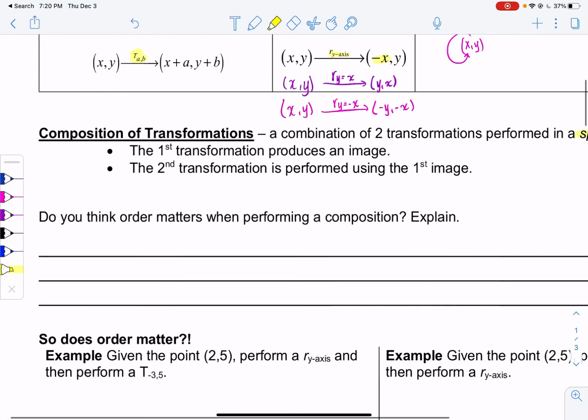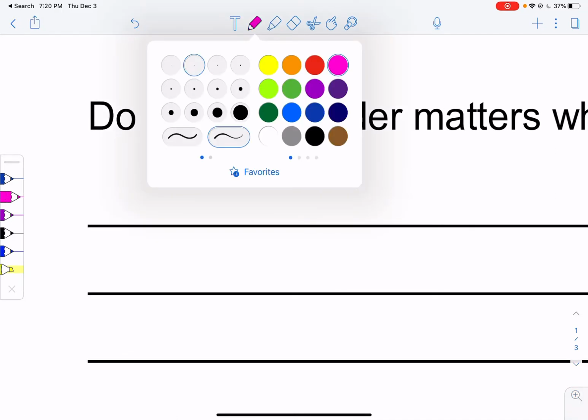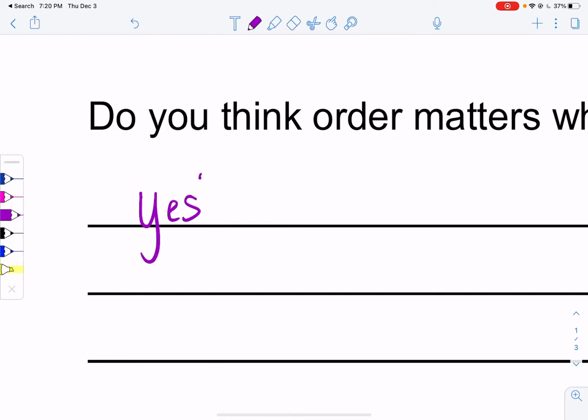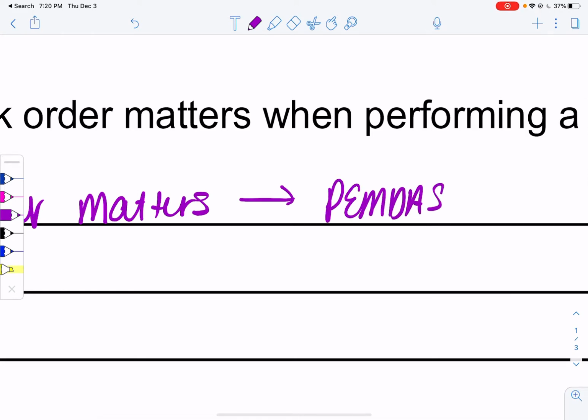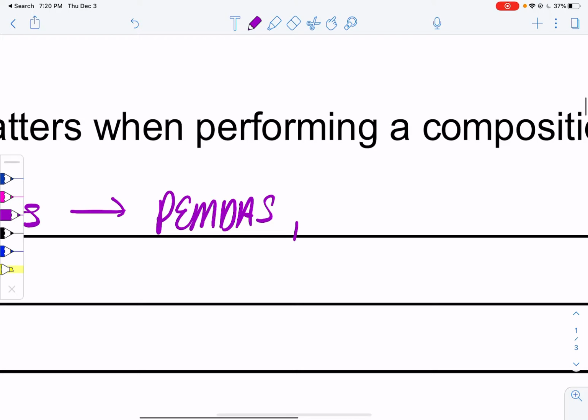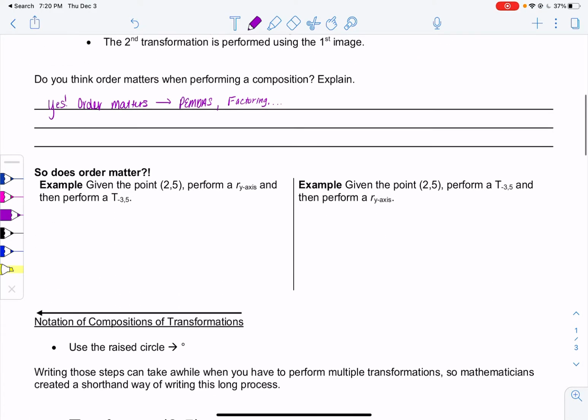So do you think order matters when performing a composition? Explain. This is just an opinion question. I like to be right, so I'm going to say yes, I think order matters, because when doesn't order matter? And order matters because, think of it this way: PEMDAS, factoring, and so forth. You can name so many math procedures where order matters. So let's see if our hypothesis is correct.